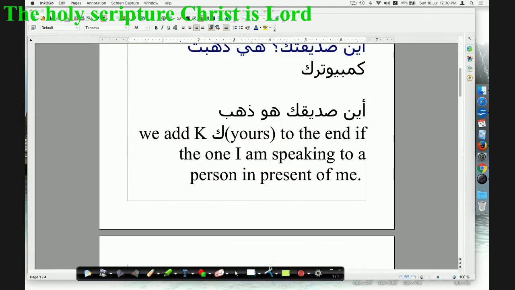Some teachers start right away teaching you fatha and kasra, but that will make it more complicated. Instead of focusing on memorizing the words right now, you will find yourself focusing on the fatha and kasra, which actually nobody even uses in Arabic. If you go to the Middle East and ask people to write a letter, nobody uses fatha and kasra. We don't use it. This is only when we read.